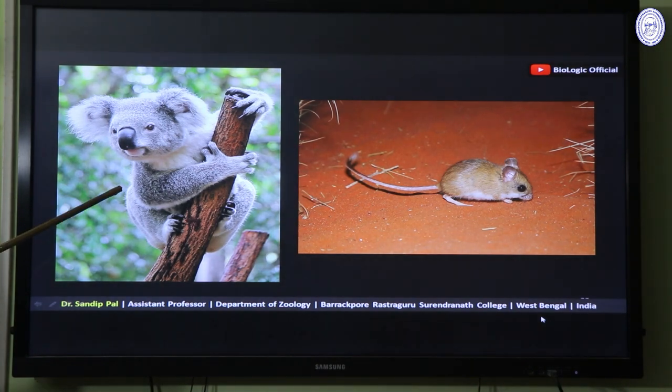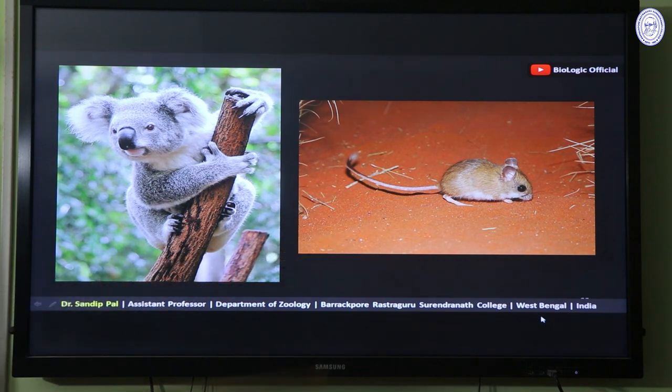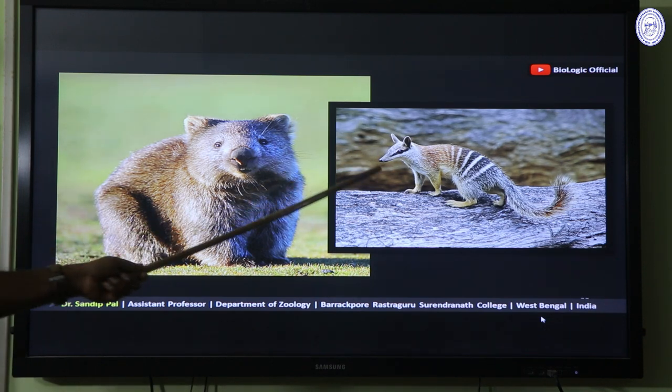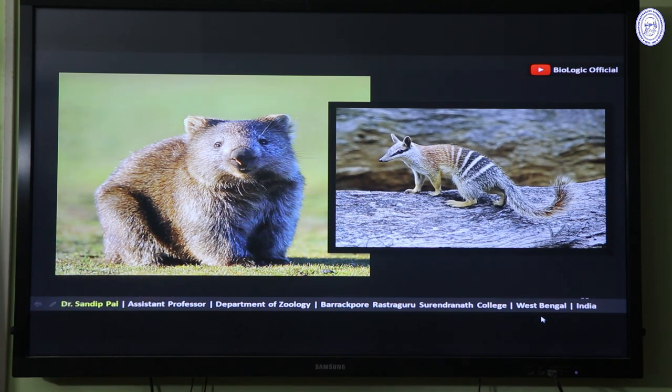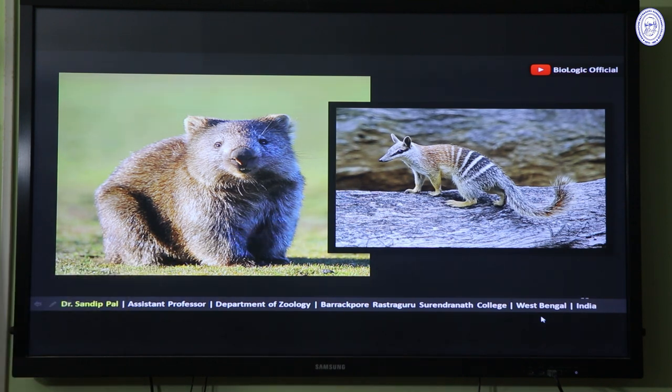This is koala bear. This is spinifex hopping mouse, a nocturnal animal found in the Australian deserts. Wombat. This one is numbat. Numbat is also called banded anteater. They are also anteater equivalent that is found in Australia. These all mammals are marsupials.